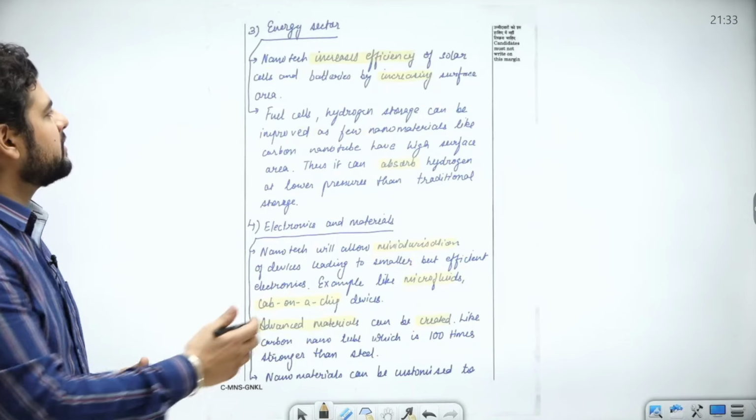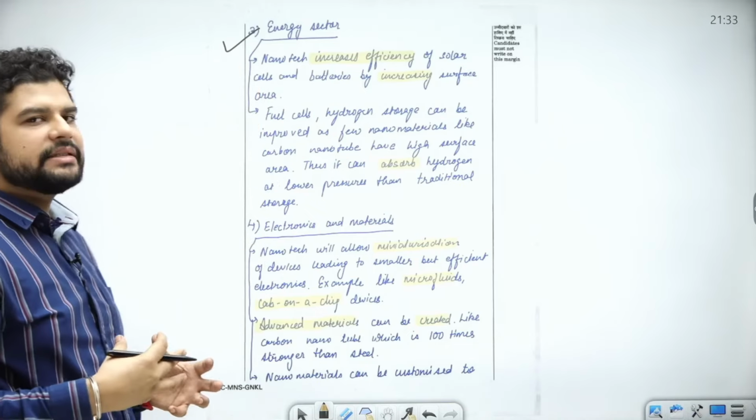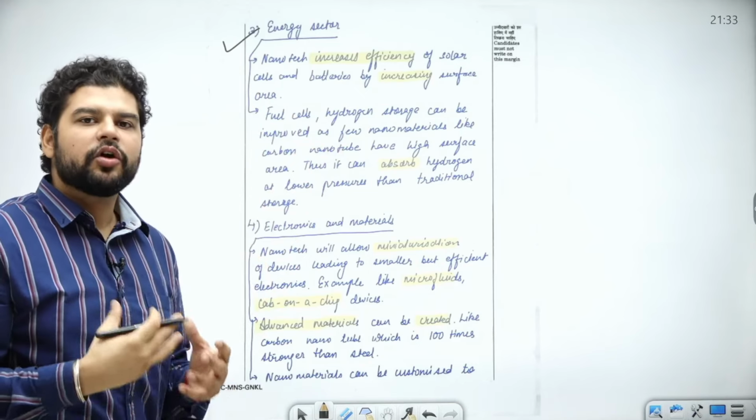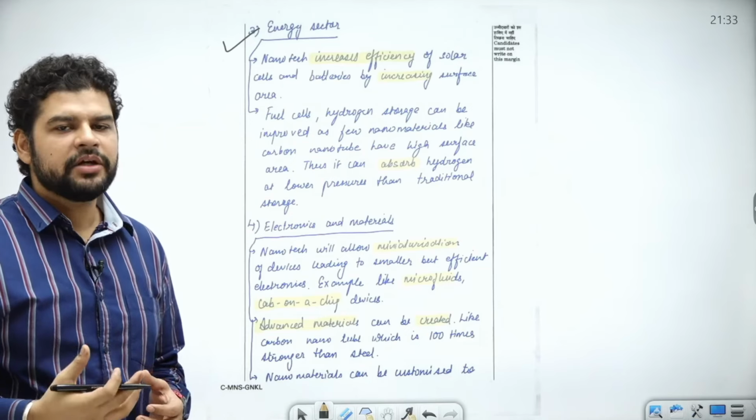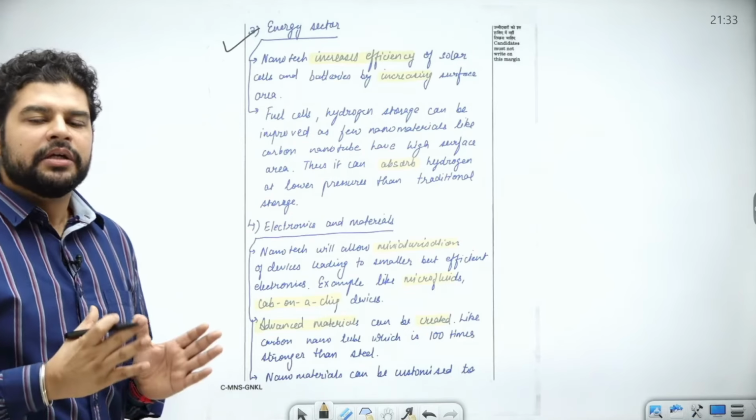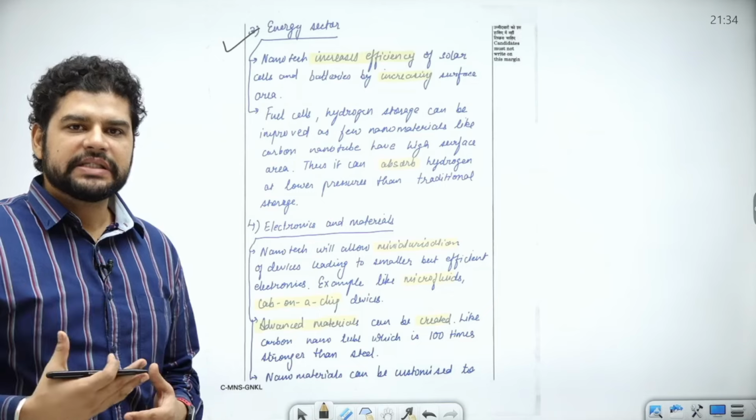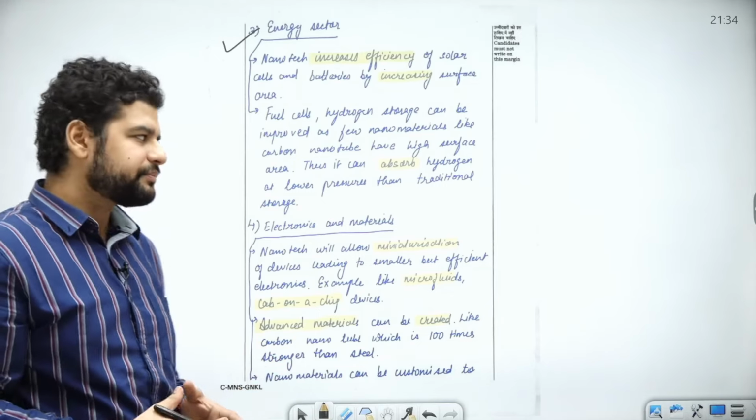In the energy sector, now we come to the third one, which is energy sector. Now nanotech increases the efficiency of solar cells and batteries by increasing surface area. So a lot of technology is coming up in renewable energy sector, which you obviously understand why. So photovoltaic cells, lithium batteries, we can improve their efficiency by nanomaterial because they have larger surface area.